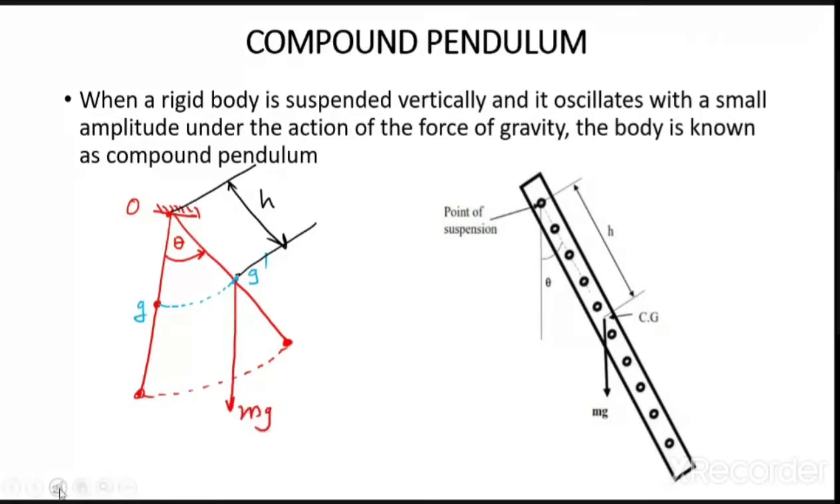Now tell me how many components this mass will have? This mg will have how many components? Two. If this is theta, this is also theta. Am I correct? So let us say this is the cos component, mg cos theta, right? This is the sine component, mg sin theta. Okay. Now, first of all, understand what is the direction of theta.